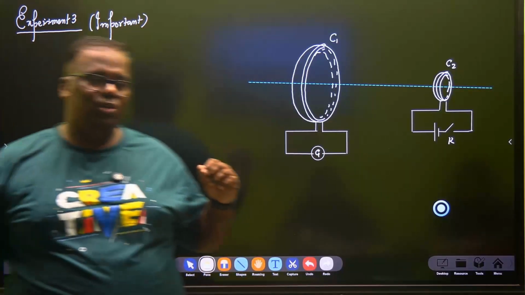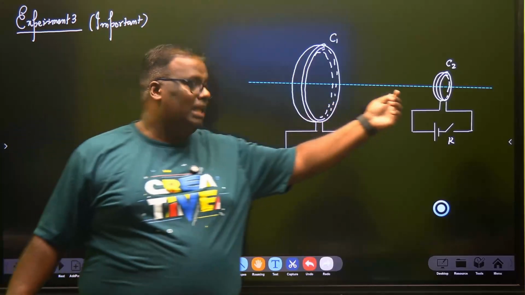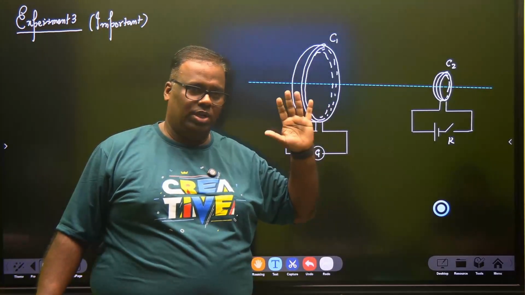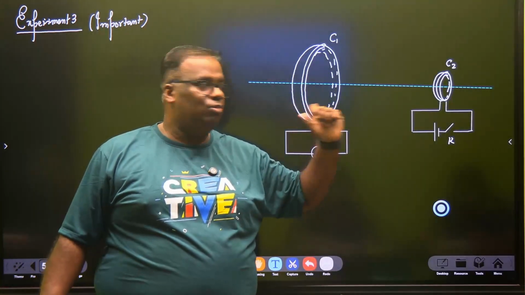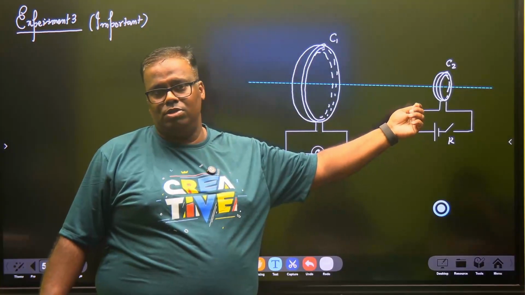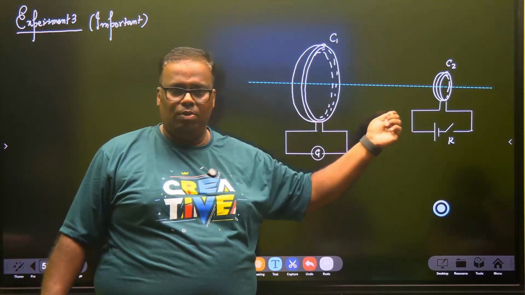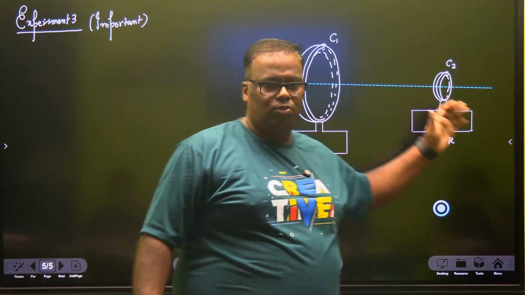Achha, first time what did you find, beta? You found that relative motion is necessary. Do you agree? How did you do that relative motion? You found that the relative motion was created by a magnet being moved or pulled away, or vice versa, coil being moved towards the magnet.